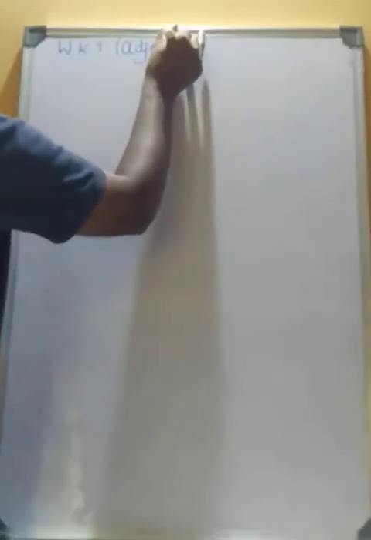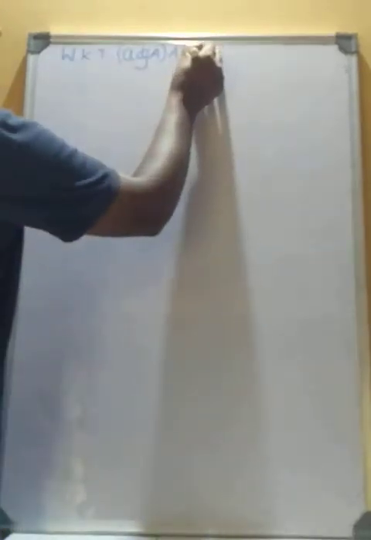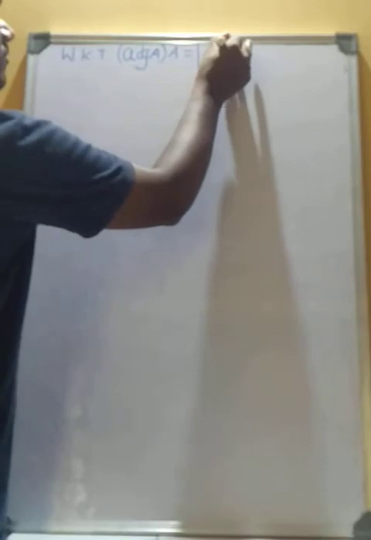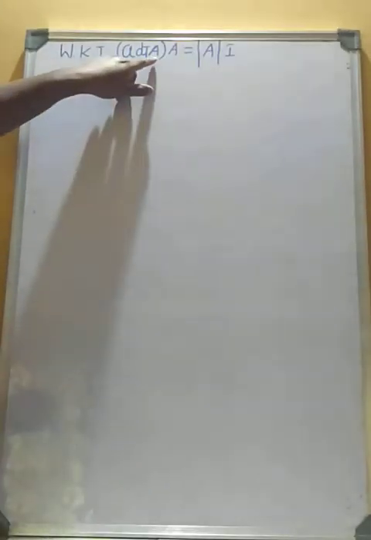Then the next, so in last class we have discussed about A into adjoint A equals determinant of A into I. Or we know that A into adjoint A or adjoint A into A equals determinant of A into I. So you know this relation where I is the identity matrix of order n.